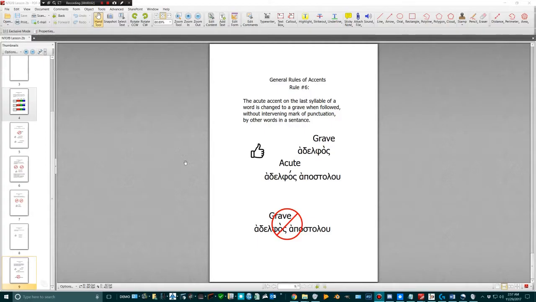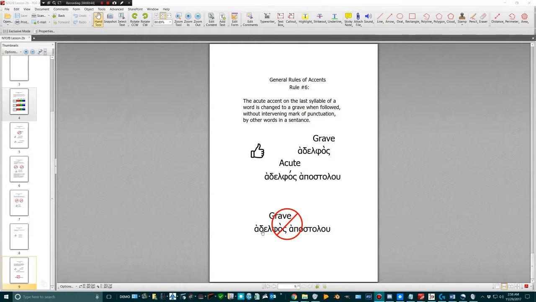Last but not least, rule number 6. The acute accent on the last syllable of a word is changed to a grave when followed without intervening mark of punctuation by other words in a sentence. So if we have the word adelphos, that's good. We have that set as a grave. Good. But if we have adelphos apostolou, well, that grave cannot stand there because it's being followed by another word. So that adelphos would have an acute above it.